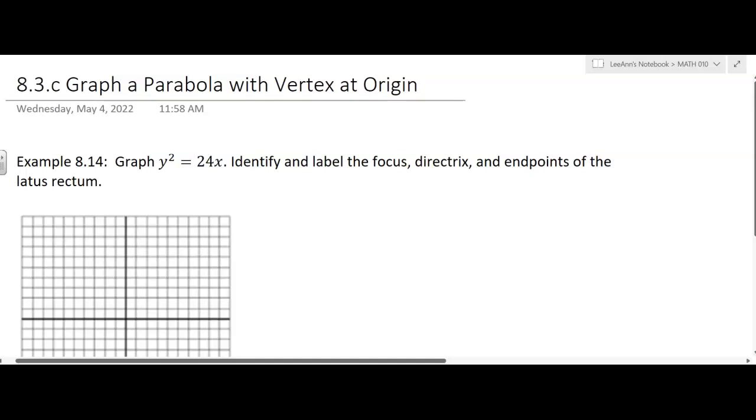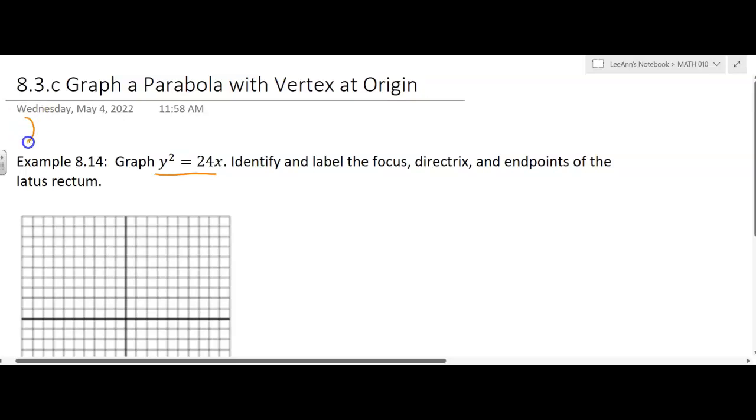Okay, so now we want to graph a parabola, and then they want us to identify the focus, directrix, and endpoints of the latus rectum. Now I'm going to try to make this as easy as possible for you. The first thing I would do is look at the equation and identify, is it a y squared or an x squared? It's y squared.